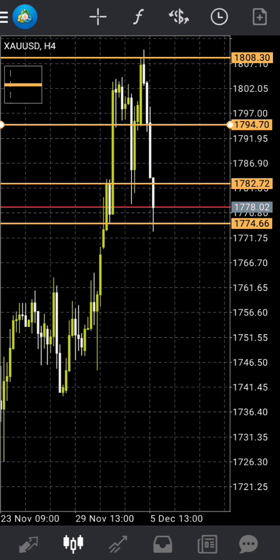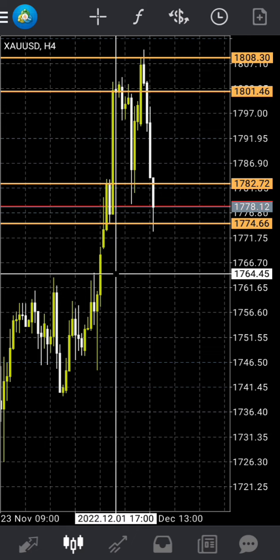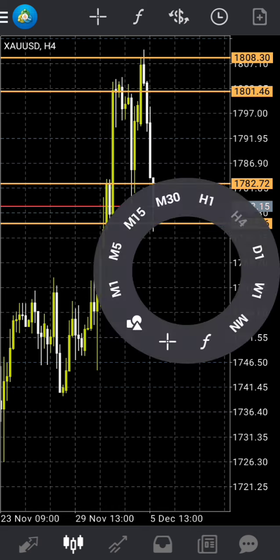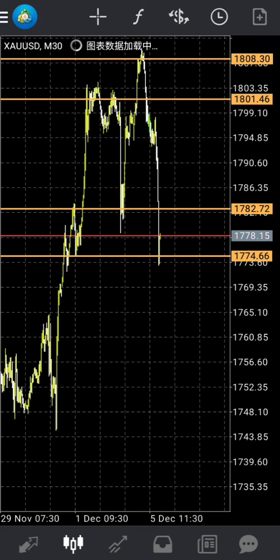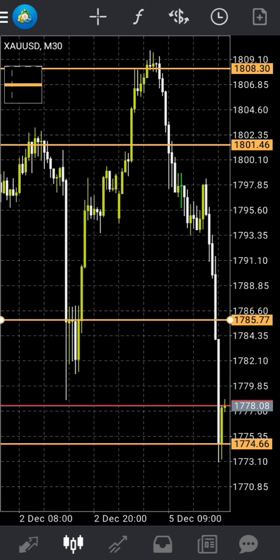So I'm going to change back. Now the mistake I made here is that I accidentally drew my zone something like this. I was using 30 minutes and I accidentally drew my zone something like this.